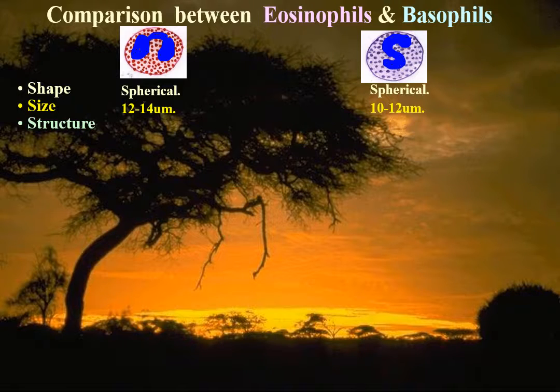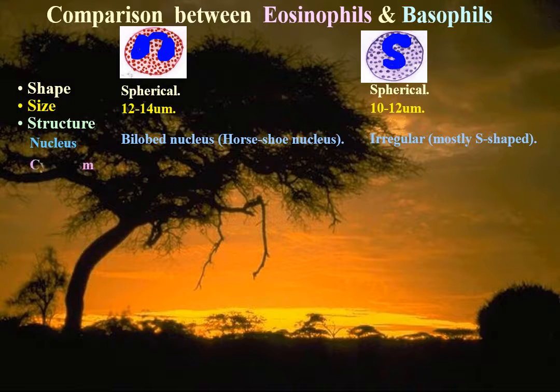Structure. Nucleus. In eosinophils, the nucleus is a horseshoe bilobed nucleus consisting of 2 lobes connected by thick chromatin threads, while in basophils the nucleus is irregular in shape, mostly S-shaped.